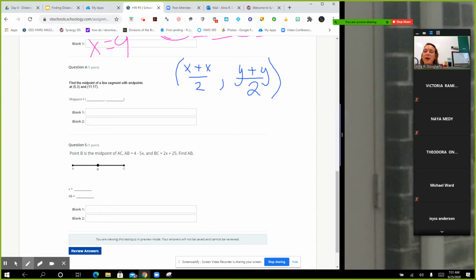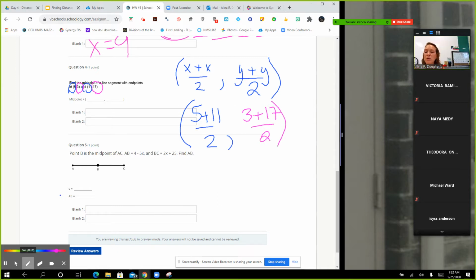So we're going to do x plus x. We have to make sure we grab our x's. So I'm going to grab 5 and 11. So 5 plus 11 divided by 2, that's going to be my x variable. And then I'm going to grab my y's, 3 and 17. So 3 plus 17 divided by 2. Make sure you do the right order of operations, right? So I add my 5 and my 11 to get 16. 16 divided by 2 is 8. And then 3 plus 17 is going to be 20, and 20 divided by 2 is 10. Right?